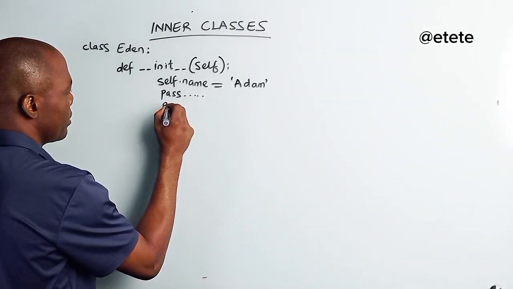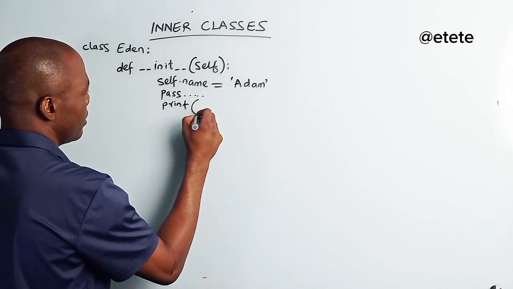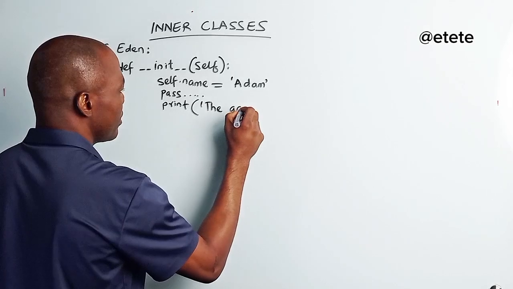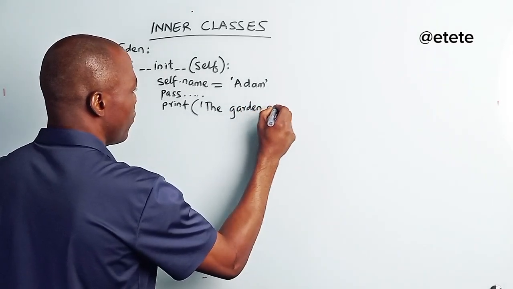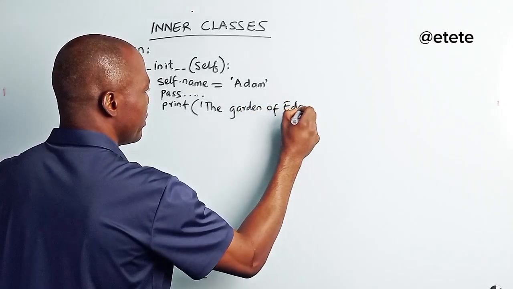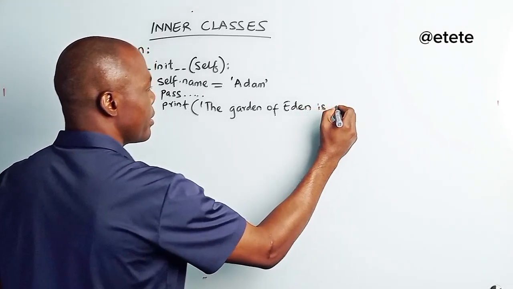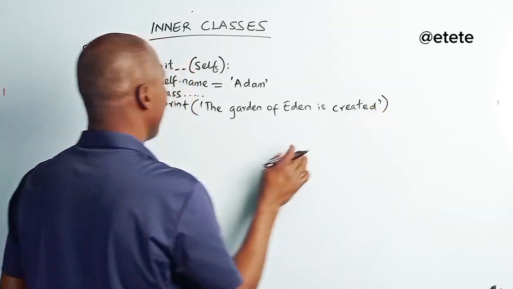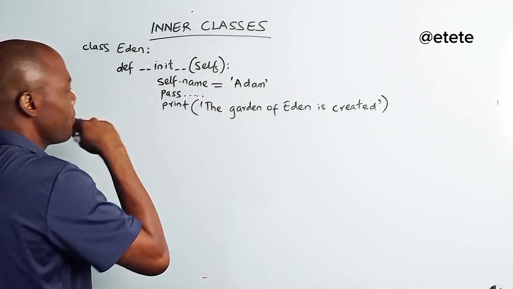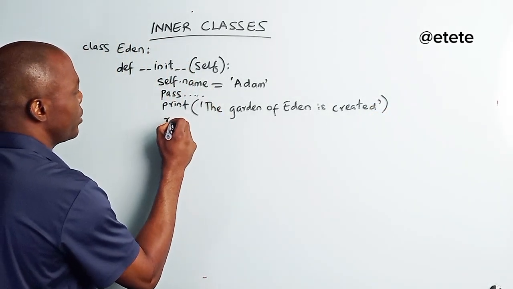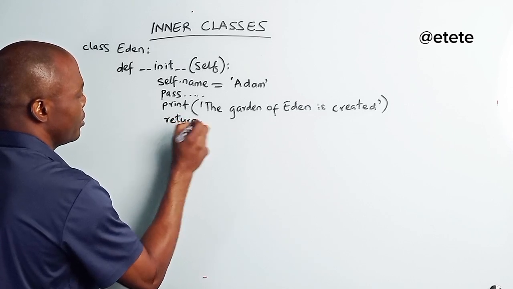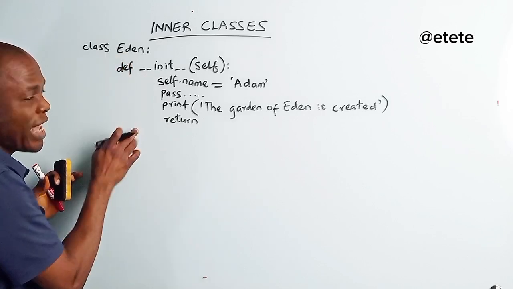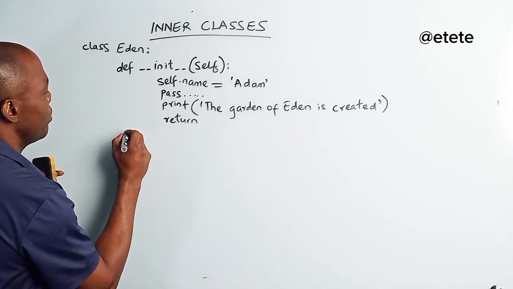So I'll say print, I'll supply a string to it. The garden of Eden is created, right? Then I'll close this. So I want this to be printed out. Then I will now come here and I will say return. It's not returning anything.